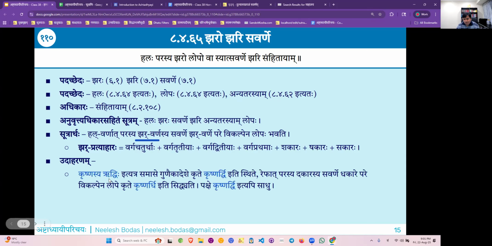Now example, try to explain the example also. It's written over here. You have to read, understand at runtime and explain it to the class.